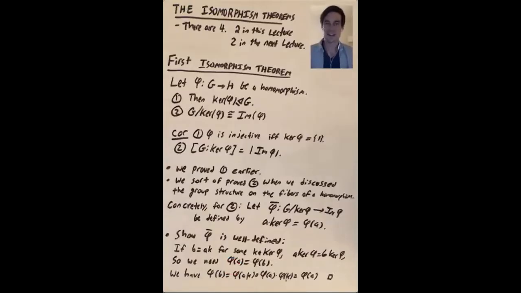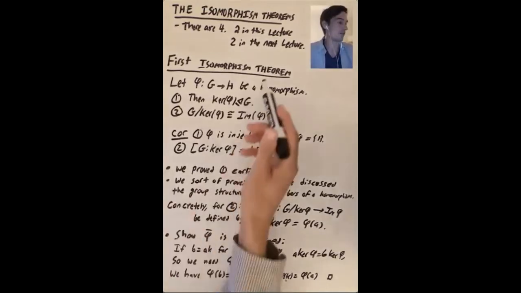In this lecture and the next, we'll talk about the isomorphism theorems, which are the focus of section 3.3 of Dummit and Foote. There are 4 isomorphism theorems. We'll talk about 2 in this lecture and 2 in the next lecture. So let me just jump in and tell you the first isomorphism theorem.